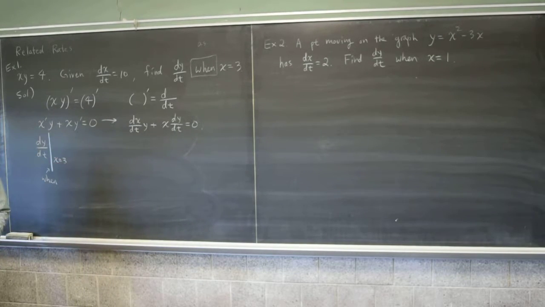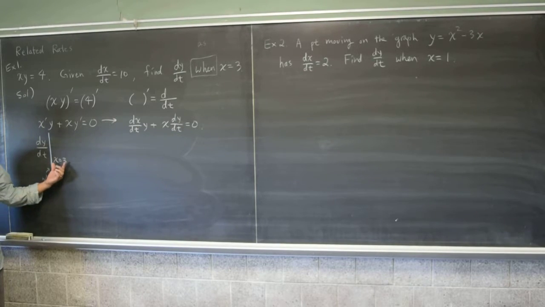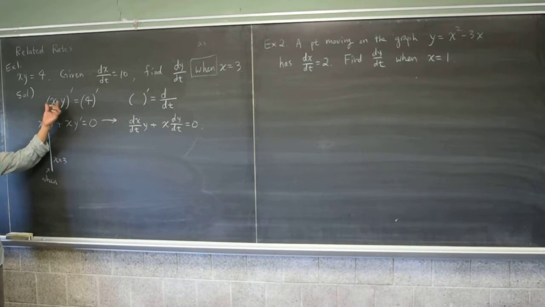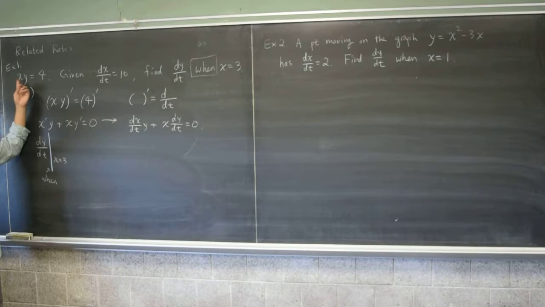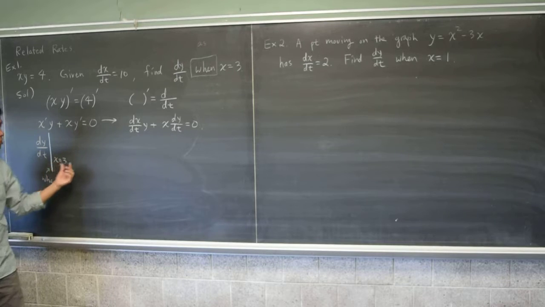Now, what's the significance of this? Well, the significance of this "when" is that you're supposed to plug in this value of x equals 3 not in the beginning. You're not allowed to plug it in here. That's not allowed. You do this after you differentiate. To find dy/dt, you differentiate first, and then you can plug it through.